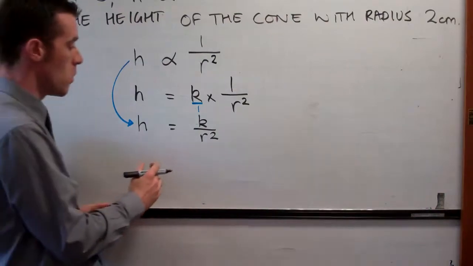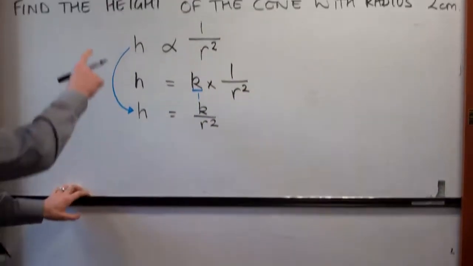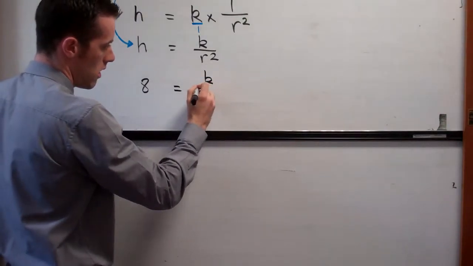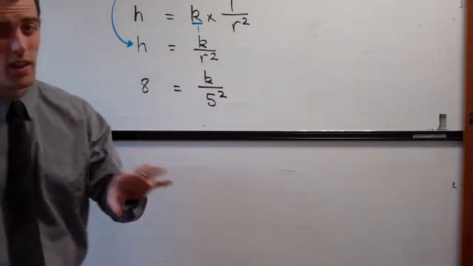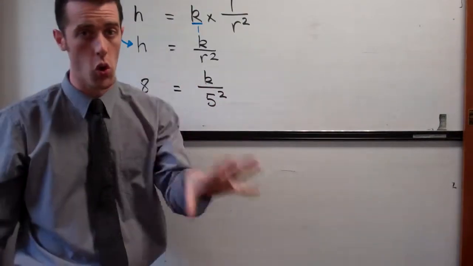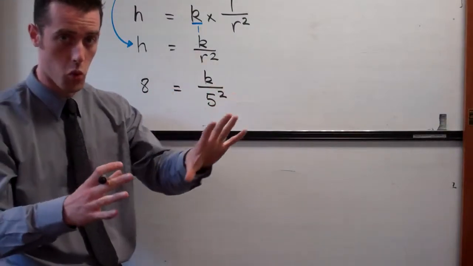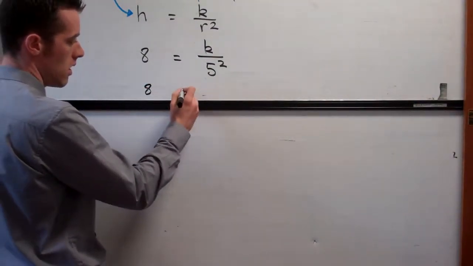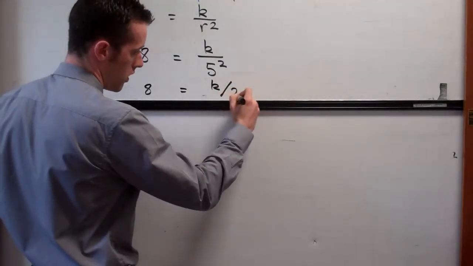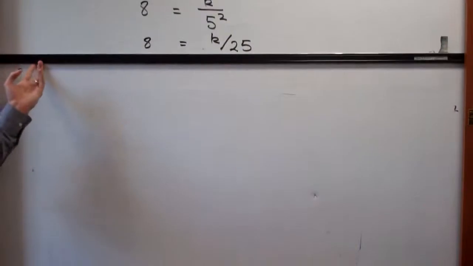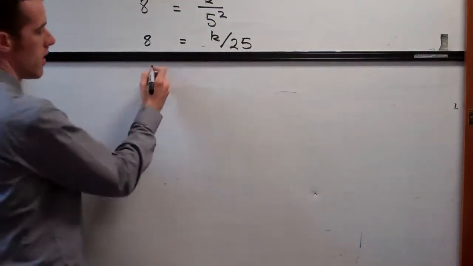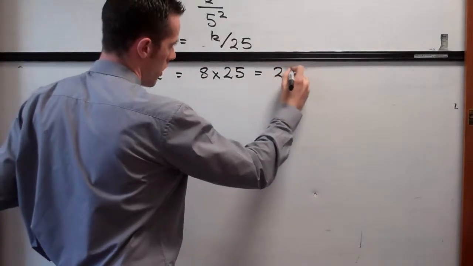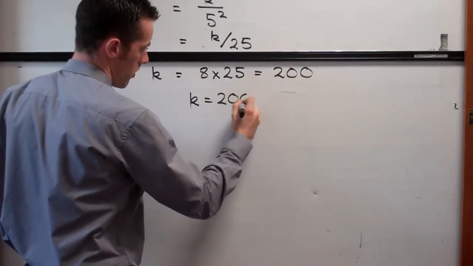Now we've got the opportunity to put in some numbers. We're told up here that r is 5 and h is 8. Remember, we are finding k. We want to find out what the constant is that's causing this inverse proportion to happen. So we're trying to find k first of all. That's going to be 8 equals k over 25. Apologies about this big thing in the road again. Then if 8 equals k over 25, k equals 8 times 25, which is 200. So k is 200.